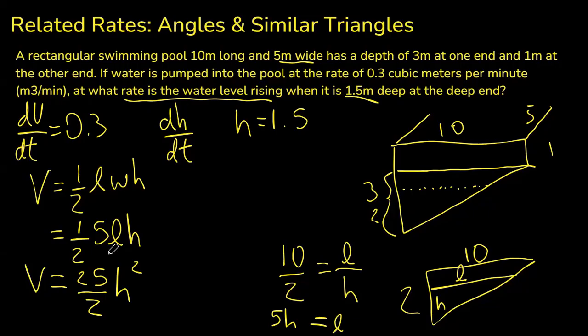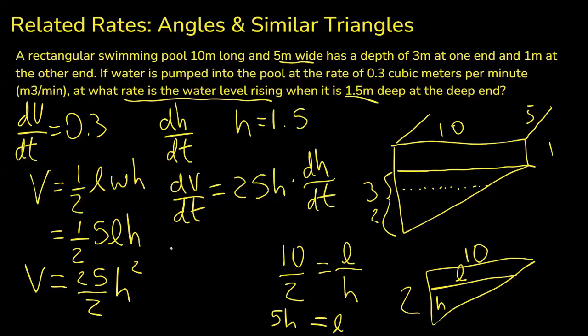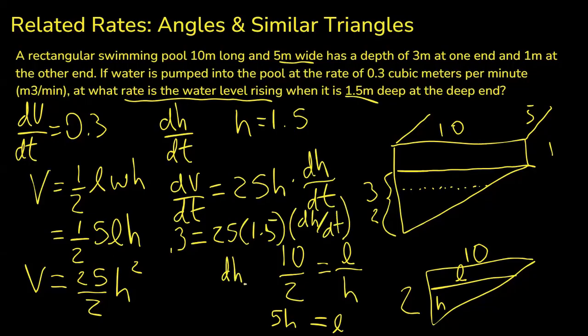Now, I want to know at what rate is the water level rising. I would have to differentiate that. So dV dt is 25H times dH dt. Rate of change of the volume is 0.3. I know the height is 1.5. And I don't know dH dt. But if we solve that for dH dt, we would have 1/125th, and this would be meters per minute.